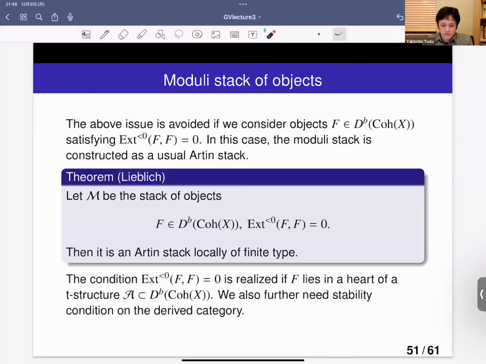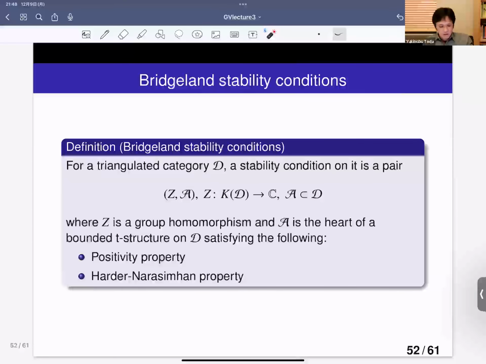However, we also further need some notion of stability condition on the derived category. This notion of stability condition was introduced by Bridgeland, in order to formulate some ideas from string theory about Douglas's pi-stability condition. So in this lecture, I don't talk so much about the original stability condition. I just roughly explain it.